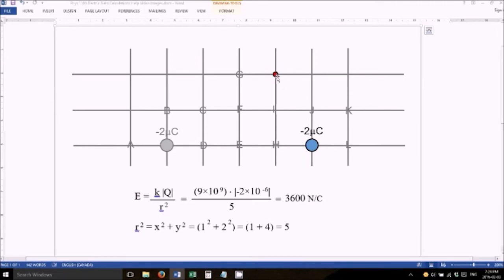And again, since we assume our test charge is positive and this charge down here is negative, the direction of the field is like this, pointed directly from the point that we're interested in to the charge that we're calculating the electric field of.